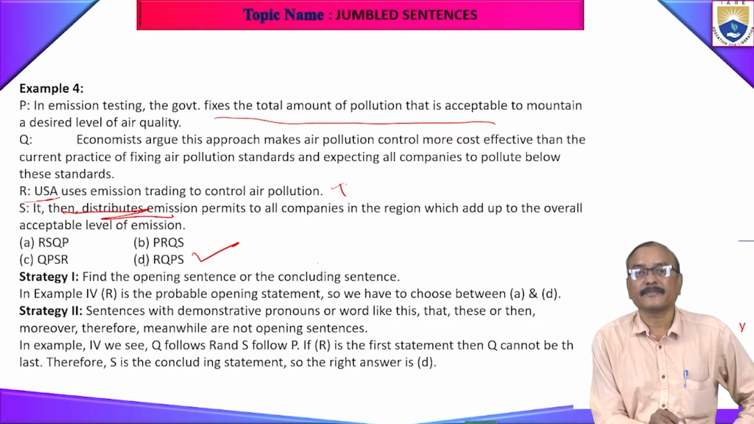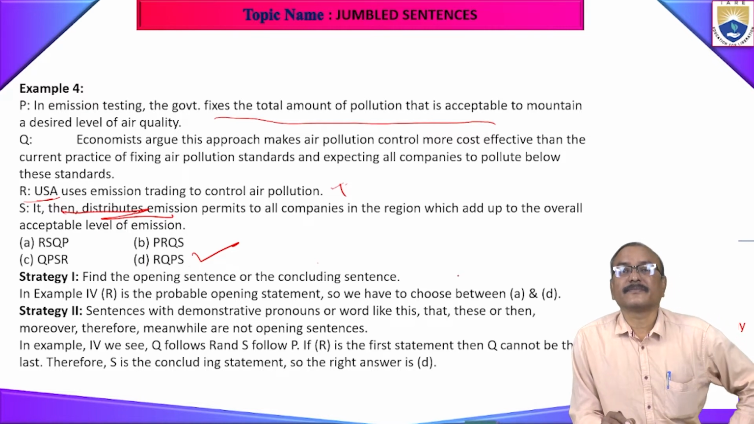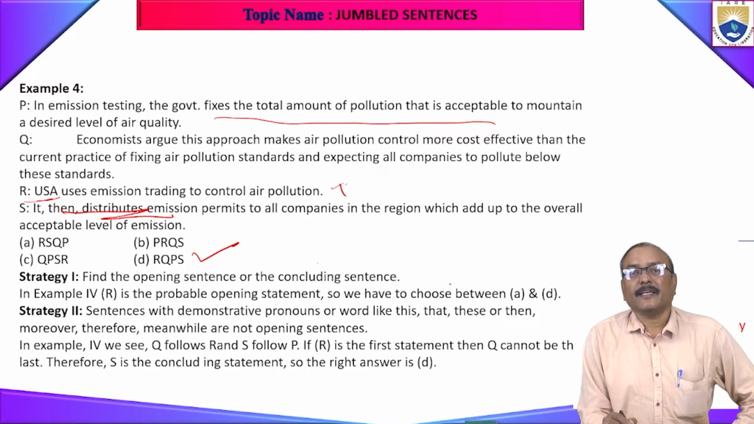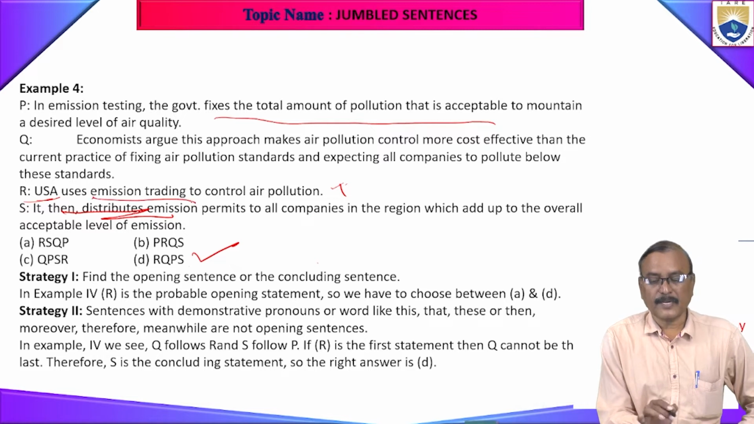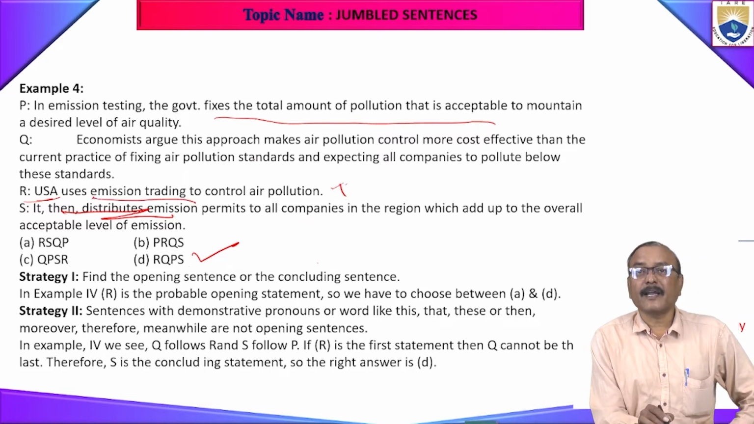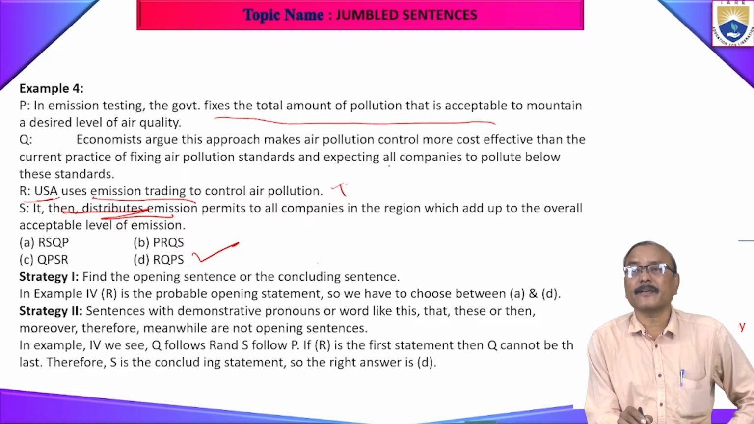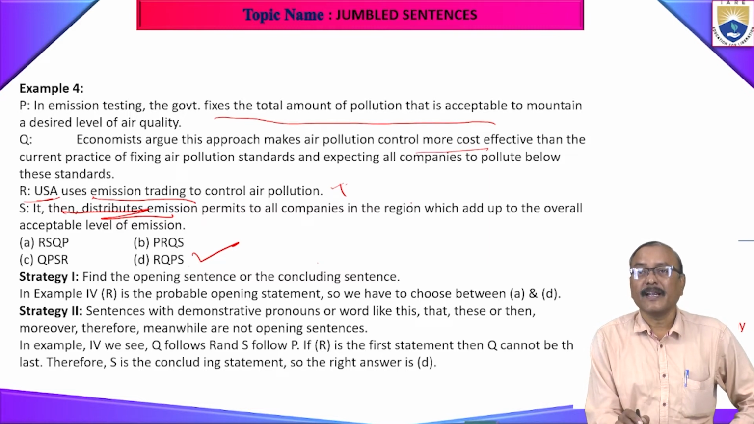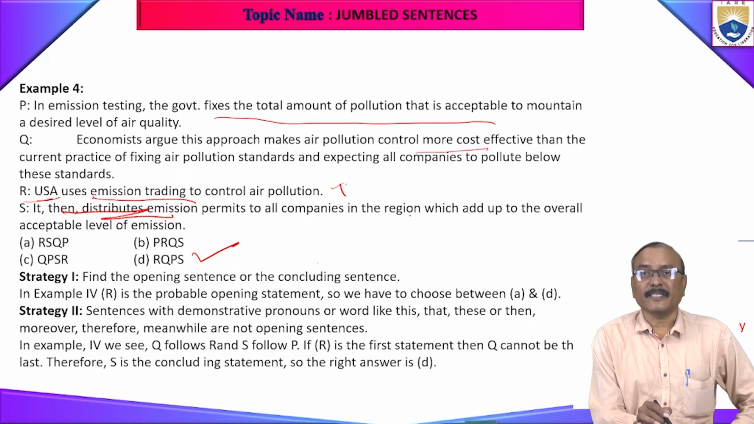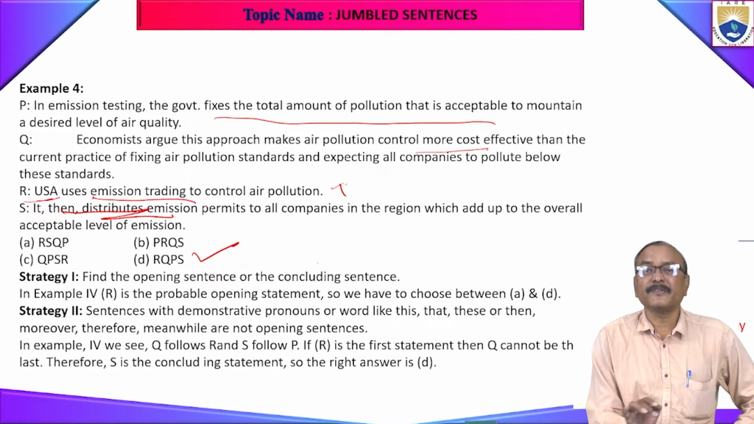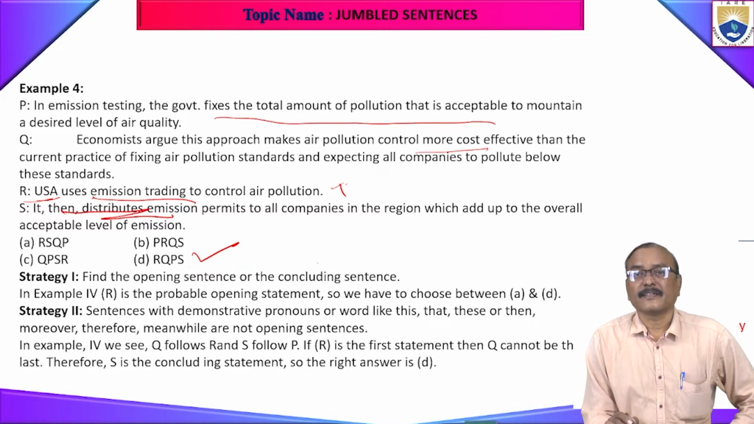First sentence is R. Now read all this together. USA uses emission trading to control air pollution. Economists argue this approach makes air pollution control more cost effective than the current practice of fixing air pollution standards and expecting all companies to pollute below these standards. Is it clear? This approach means the approach of the US. Is it clear?